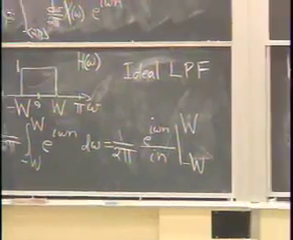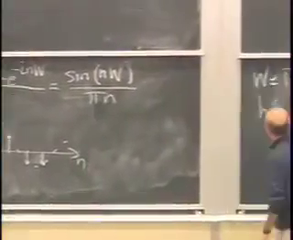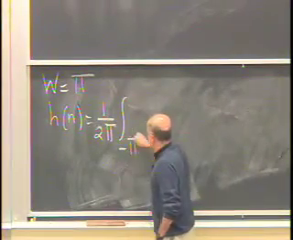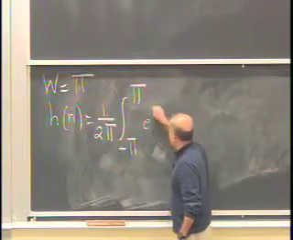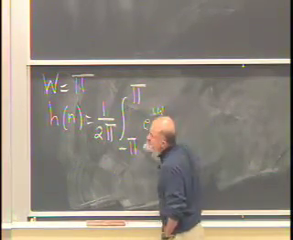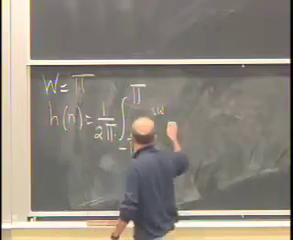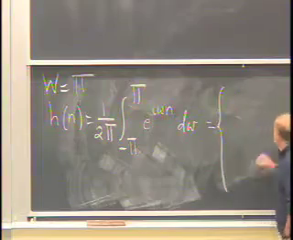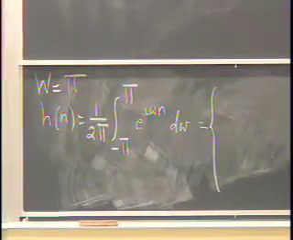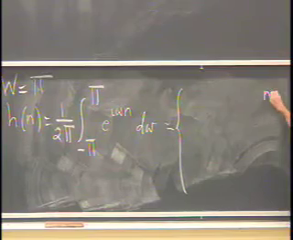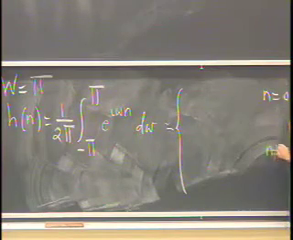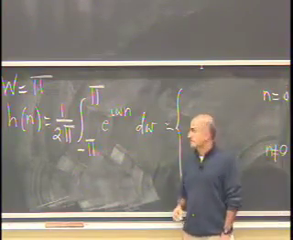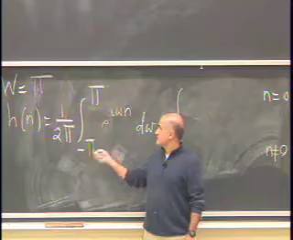So when w is equal to pi, I have h of n equals 1 over 2 pi, integral from minus pi to pi, e to the i omega n d omega. Okay? Two cases. And what are those? n equal to 0 and n not equal to 0. Now you answered the case where n not equal to 0. When n is not equal to 0, what's this integral?